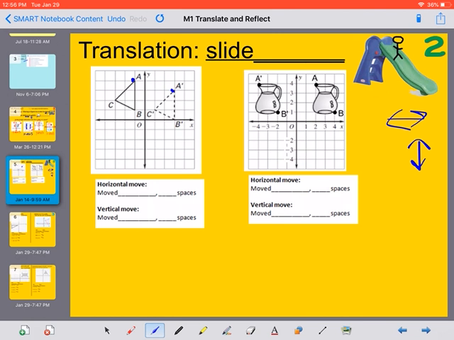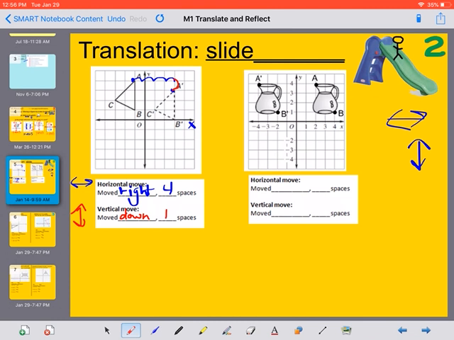So we would need to figure out first, how many did the figure move horizontally on the x-axis? To get from A to A prime, we moved 1, 2, 3, 4 units to the right. So we moved right 4 spaces. And then how many did we move vertically, up or down? We moved down just 1 space.